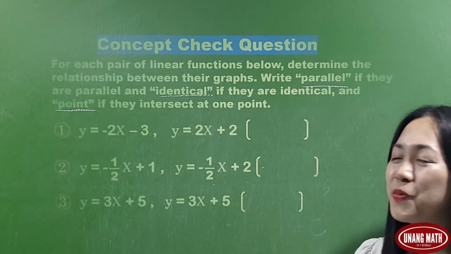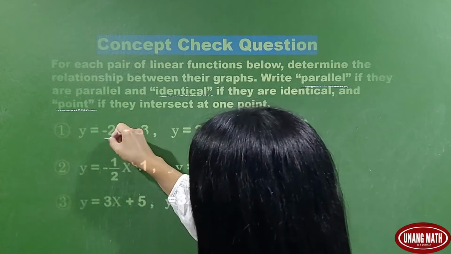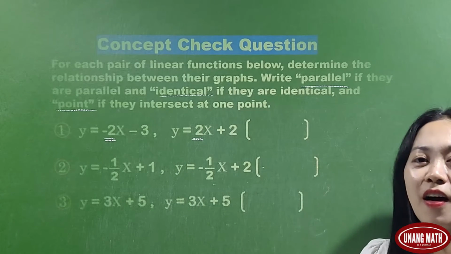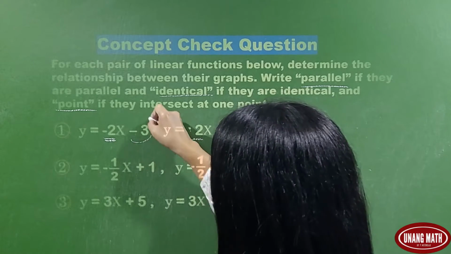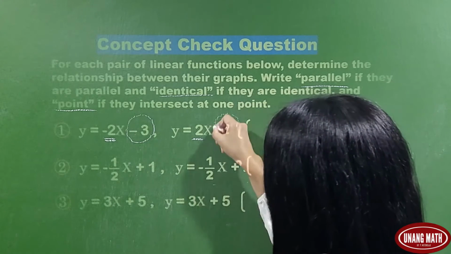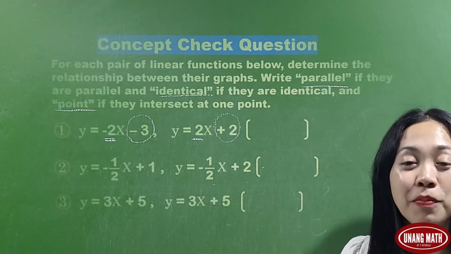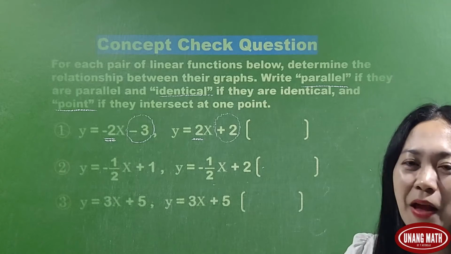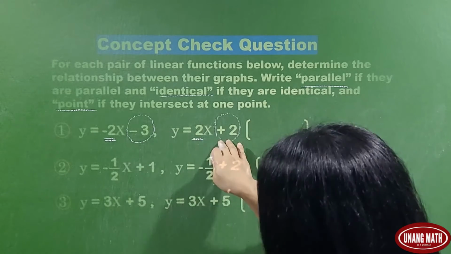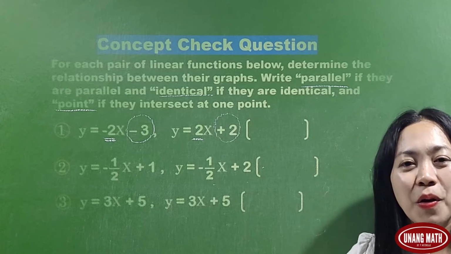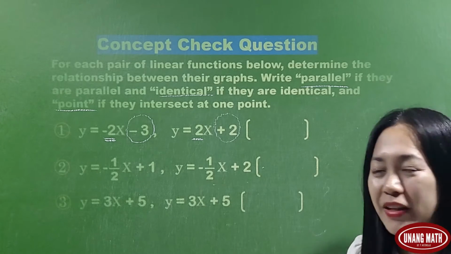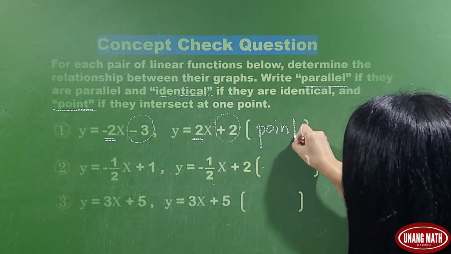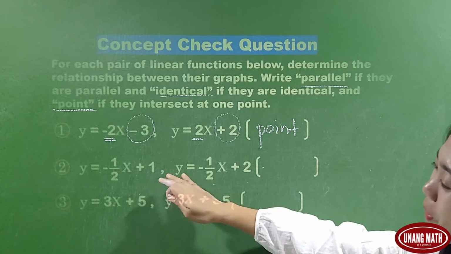Let's check the slopes and the y-intercepts. This is negative 2, this is positive 2. Slopes are different. What about y-intercepts? This is negative 3, this is positive 2. So the y-intercepts are also different. Different slopes, different y-intercepts, then the graphs of these two linear functions are going to meet at a certain point. So we are going to write here point.